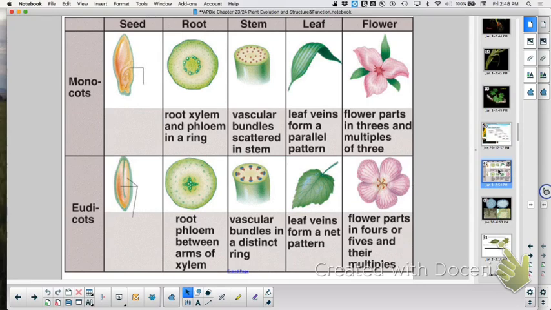And then flower parts. If you're in flower parts of 3s, then you're going to be a monocot. 4s and 5s, you're going to be a eudicot. Obviously, 12 causes a problem, so you'll have to look at other things. All right.